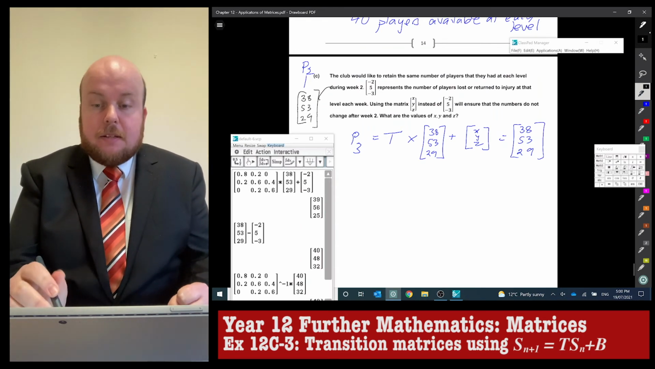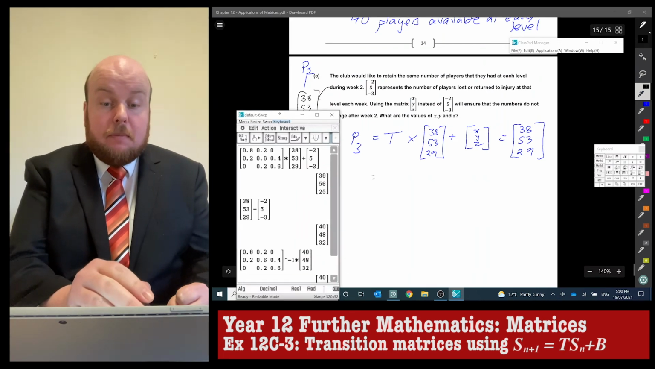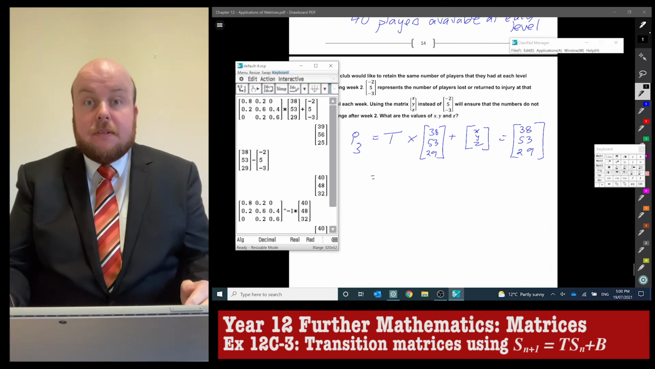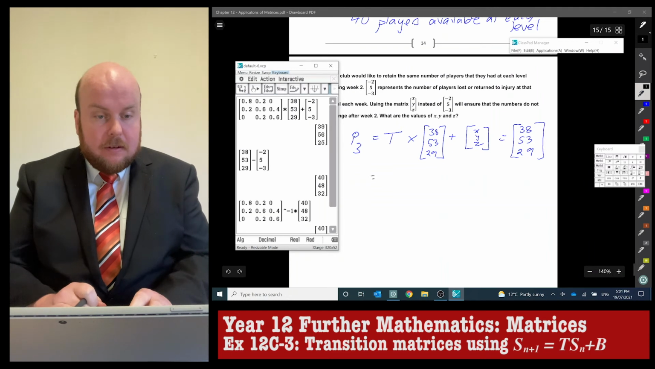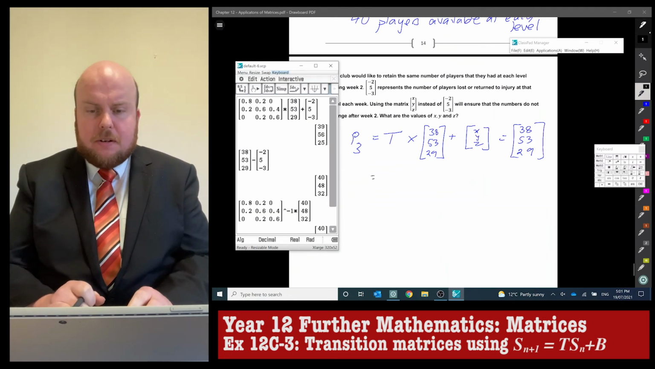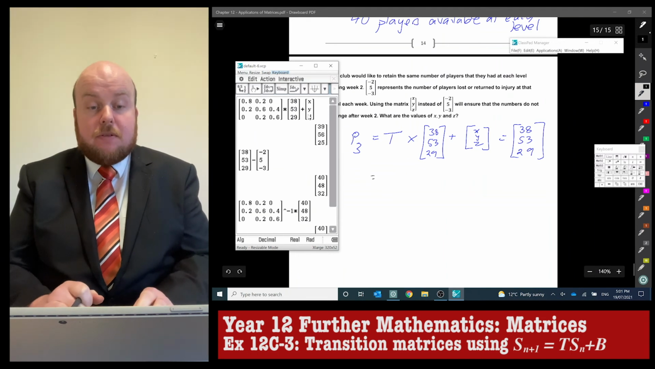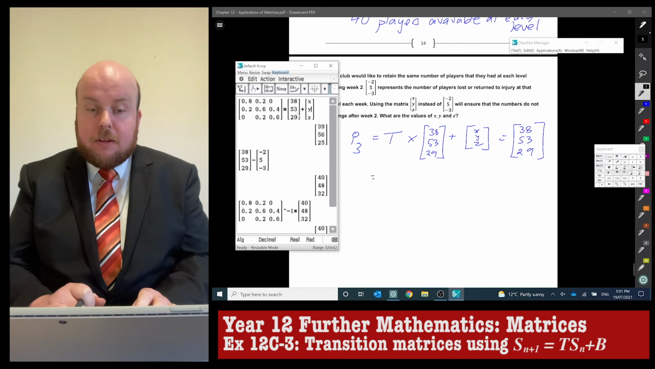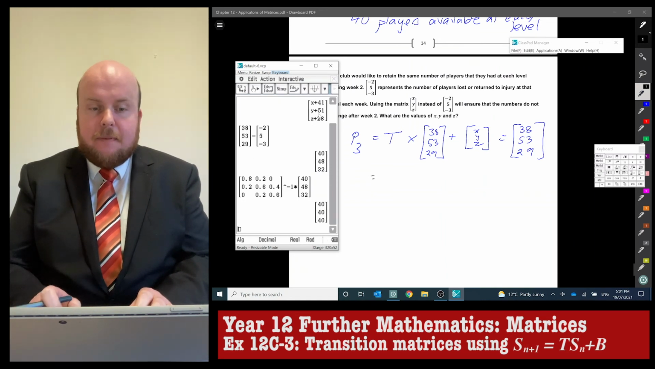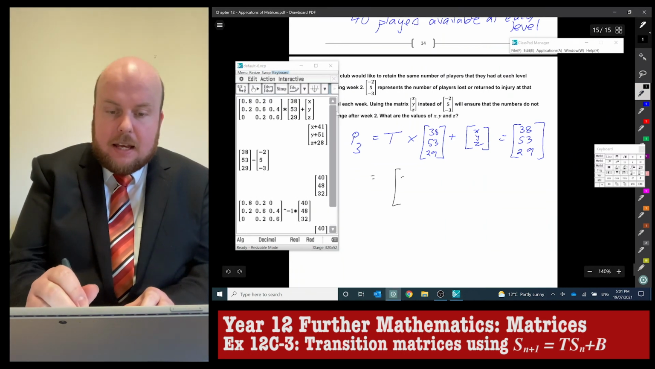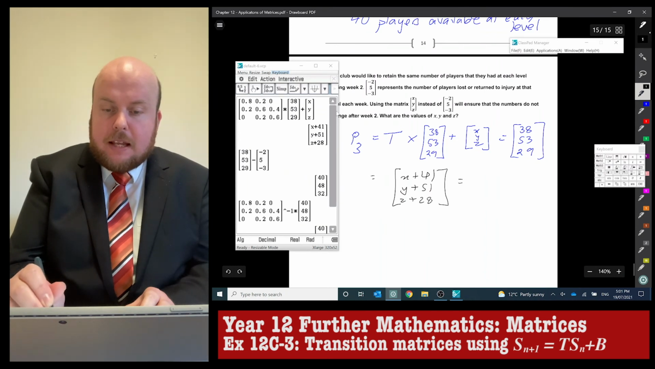So what we're going to do is we may as well do this little multiplication for a start. Let's find out what T times 38, 53, and 29 actually is. In fact, what we can do is go back to our original one. So here's our original matrix from the very beginning. I'm going to put a little X, a Y, and a little Z, like so. So I've got the transition matrix, I'm going to multiply by 38, 53, and 29, and then we're going to add X, Y, and Z. What I get here is X plus 41, Y plus 51, and Z plus 28. And we know that that's going to have to equal 38, 53, and 29.